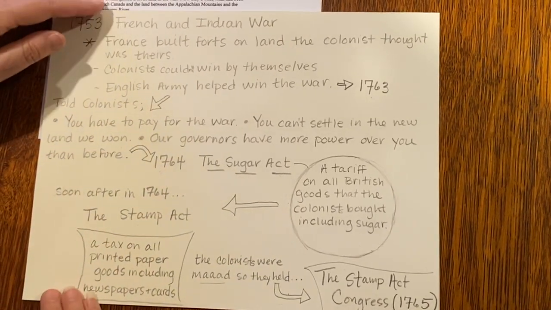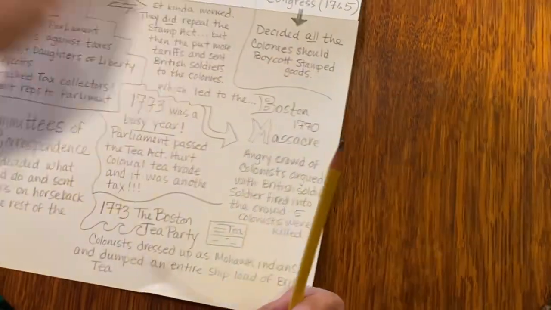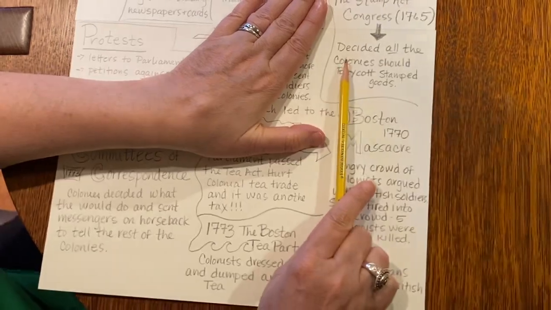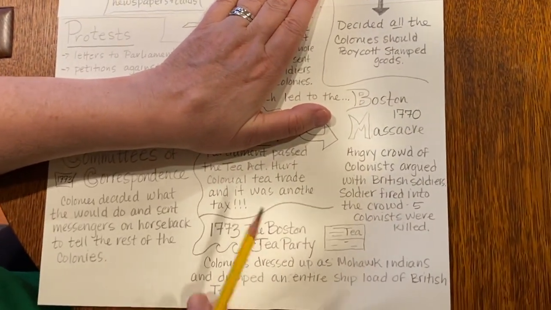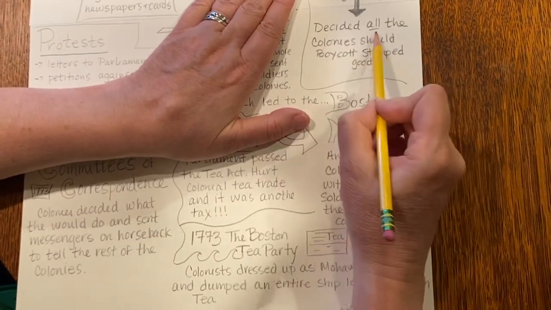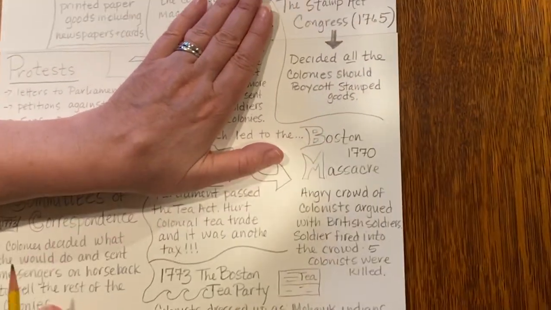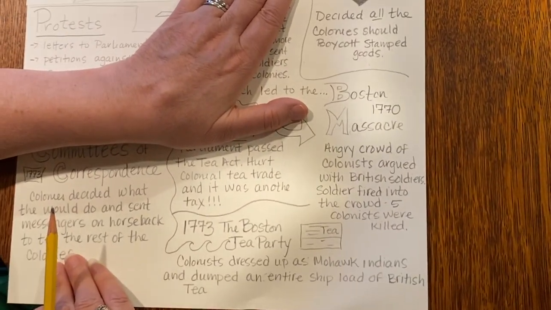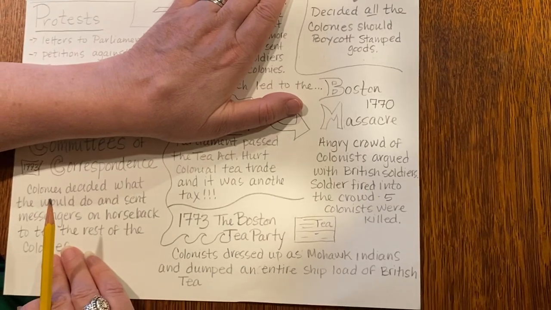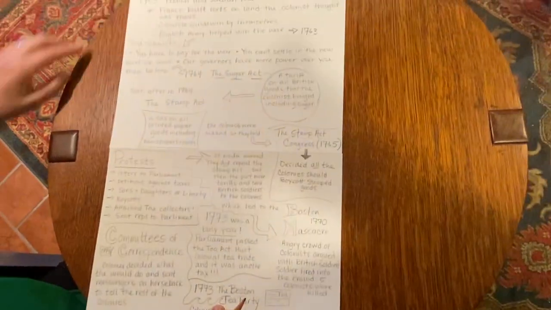We are almost done with what we're going to do today. The other part we're going to do today is this short explanation of what happened at the Stamp Act Congress, which is they decided all the colonies should boycott stamped goods. Okay? So that's all we're going to work on for today.